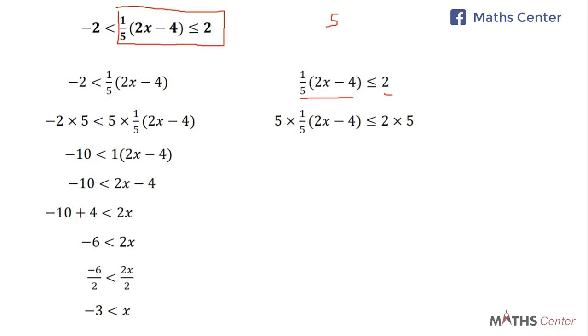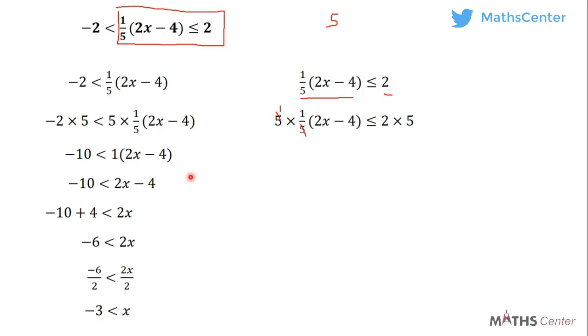So we are going to have 5 times 1 over 5 into bracket 2x minus 4, less than or equal to 2 times 5. So this is the other term, so you multiply it by 5. 5 will cancel 5, so we are going to have 1 here.